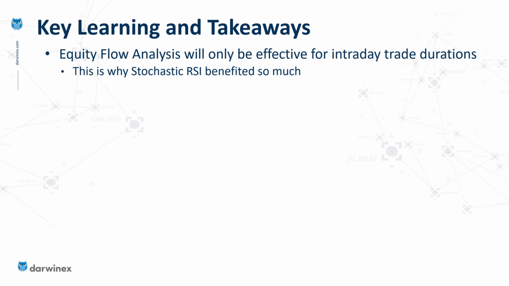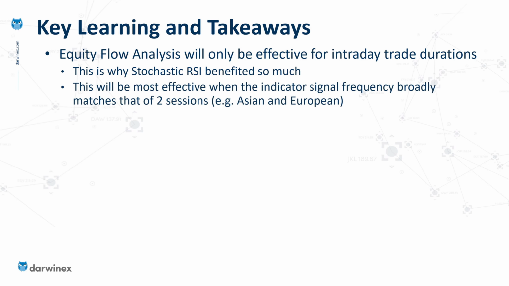Firstly, the equity flow analysis side of things, if we're looking to implement a close filter, will only be effective for intraday trade durations. And because the stochastic RSI matched that criteria, that's why we saw that strategy benefit from this greatly. But more specifically than that, I think that equity flow analysis will be most effective when the frequency of signals from an indicator broadly match 2 sessions. So for example, the Asian and the European session.